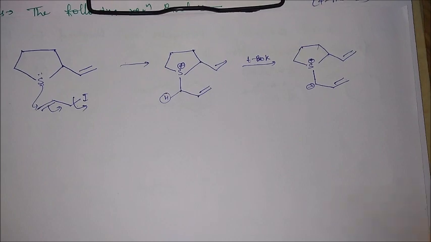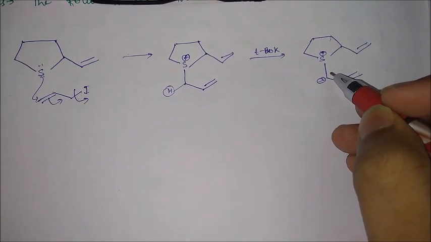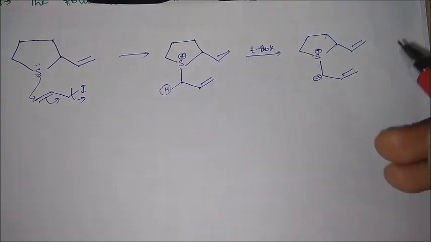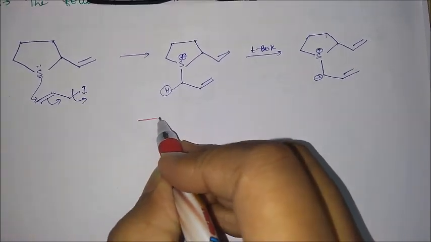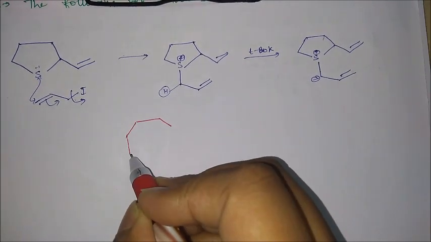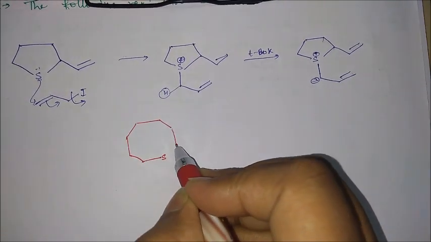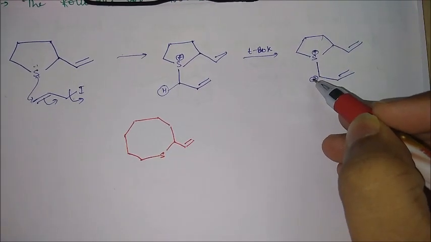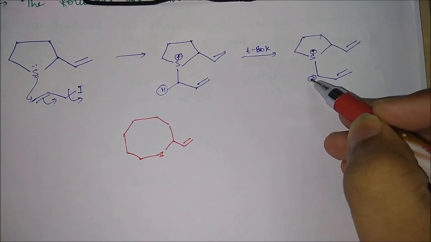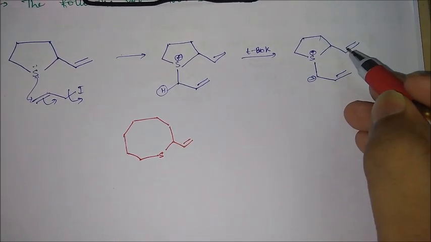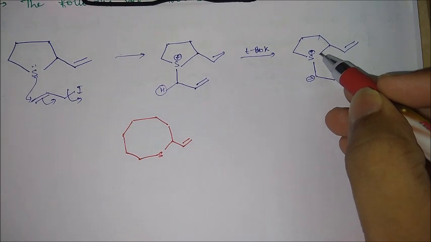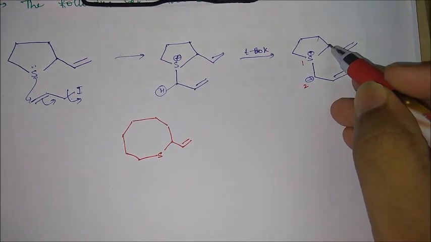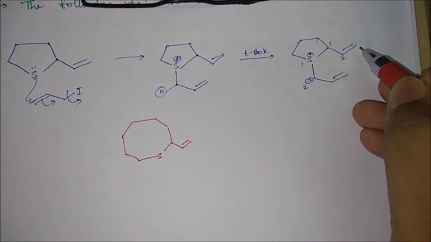Now what will happen in the next step? You have to see that the question says that in the product you have an 8 membered ring, like the product was something like this. You have an 8 membered ring along with your sulfur, and here you have this group. Okay, so what will happen, this negative charge will go and react. So you have to number it like this. See, this bond will break, this one. And you have to number it like this, 1 and 2, and then like this, 1, 2 and 3.